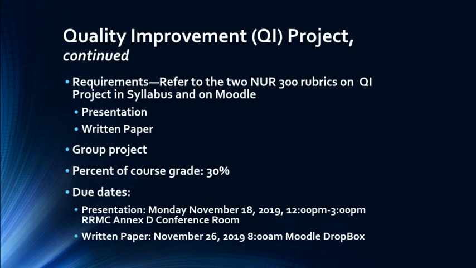So I wanted to just add on a little bit about the Quality Improvement Project and requirements. Please refer to the two Nursing 300 rubrics on the QI project in the syllabus and on Moodle, where there's two rubrics, the presentation one and then the written paper rubric. Your group project, so hopefully by the time you listen to this lecture, you'll know what the group project is. The percent of course grade, I believe, is 30%. If that changes, I'll let you know. It should also be in the syllabus as well, and then on the grading rubric.